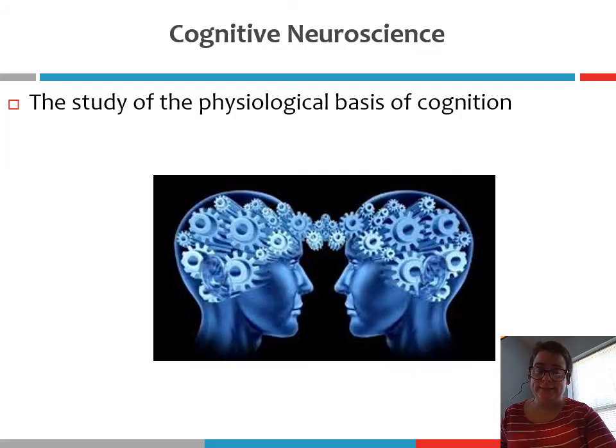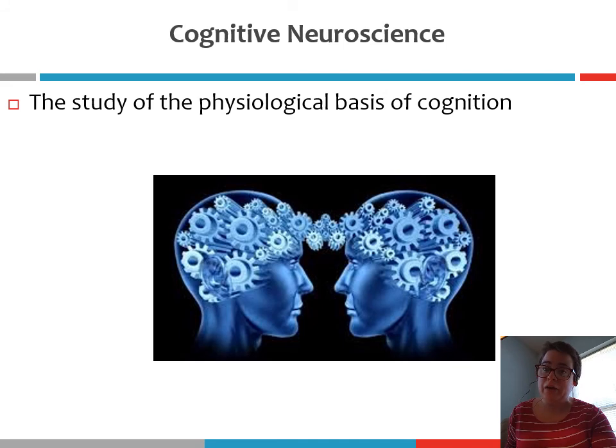Okay, so just to start kind of at the beginning, what is cognitive neuroscience? Cognitive neuroscience is formally defined as the study of the physiological basis of cognition, right? So what does that mean in concrete terms? We're basically just looking at what happens in the brain, right? So we're looking at decreases and increases in electrical activity of individual neurons or large assemblies of neurons in the brain.